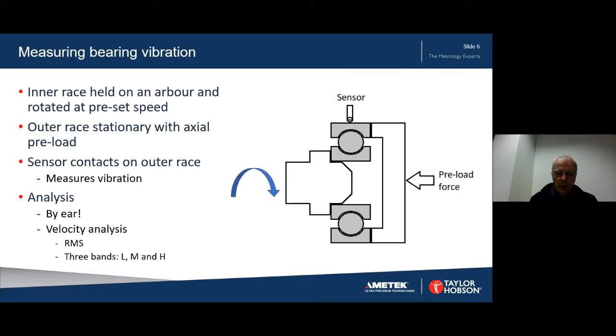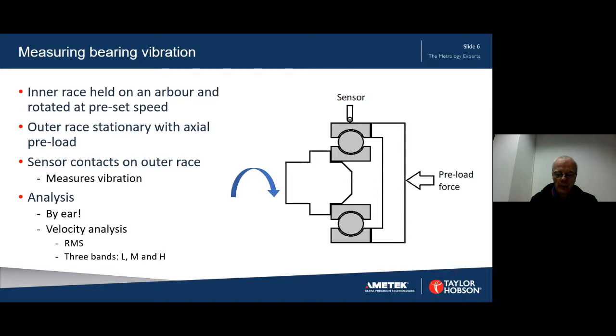Bearing vibration can be tested in a vibration test rig, and this is shown schematically in this slide. This type of instrument is also known as an Anderon meter. The bearing is loaded onto an arbor that's mounted on a precision spindle. The bearing is preloaded by applying an axial force to the outer race. A vibration sensor is placed in contact with the outer race to measure radial vibration in the bearing as it is rotated at constant speed.